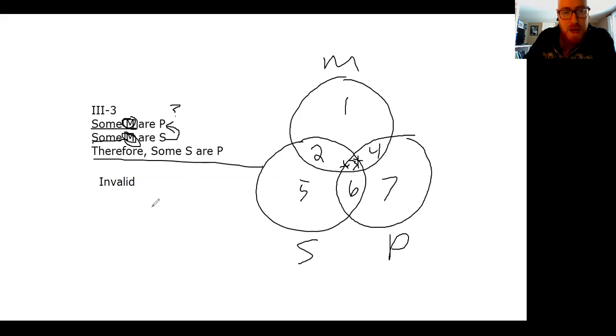Now, bear in mind, you could also do this with a counterexample. So there's at least one M which is a P. There's at least one animal which is a cat. There's at least one animal which is a dog. Therefore, there's at least one dog which is a cat. True premises, false conclusion. This is an invalid argument.